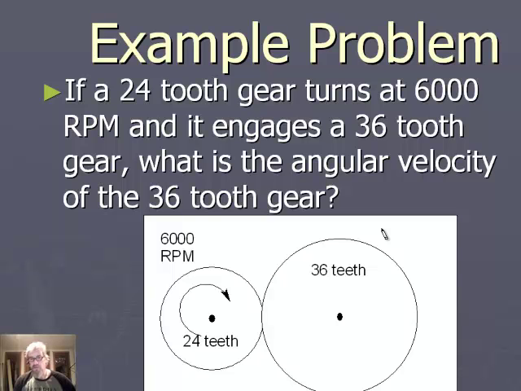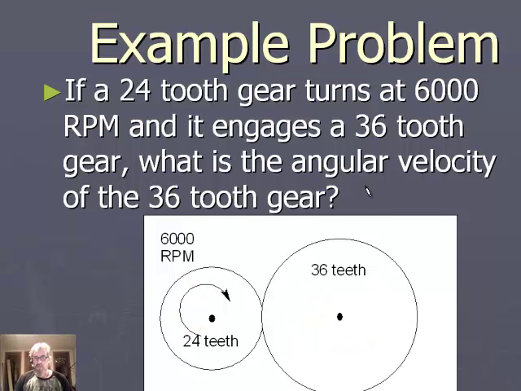Here's another problem. We have a 24-tooth gear, and this gear is spinning around at 6,000 RPMs. It then engages a 36-tooth gear, which is going to reverse direction, but it's also going to have some angular velocity. The question is, what is that angular velocity of the 36-tooth gear? Well, we don't really have a relationship for this, but we can probably figure one out.